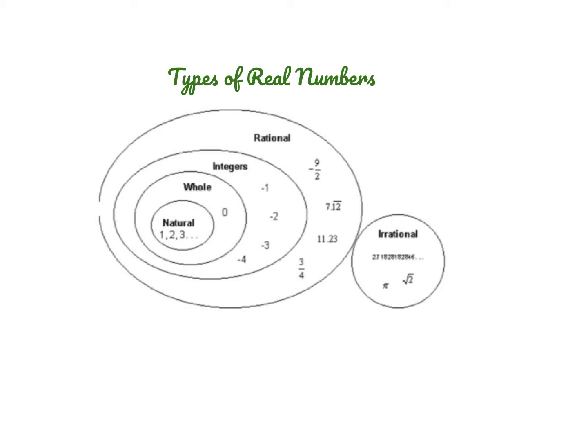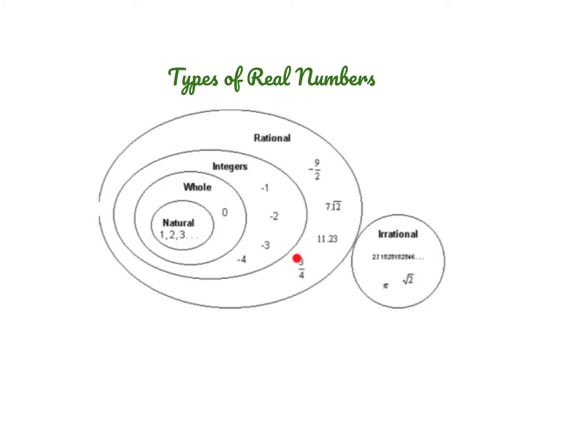So we have natural numbers, which is what we would call counting numbers. So we start at 1 and then it's just whole numbers from there. Whole numbers is the next circle here. It's essentially natural numbers including 0. So 0, 1, 2, 3, 4.